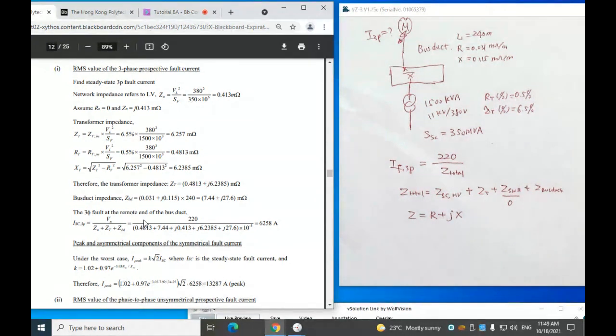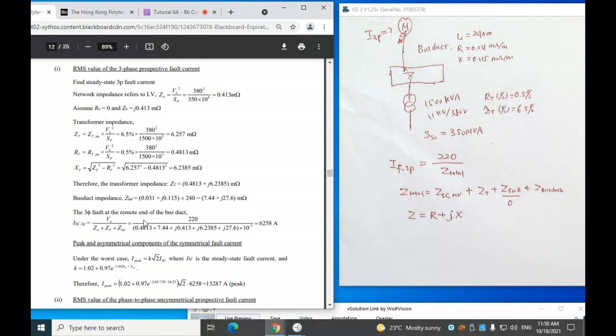Okay, so this is the 3-phase fault current at the remote end, the remote end of the circuit. And I think the calculation is pretty much straightforward. What you need to do is just find out the impedance for each item, and then add them together.